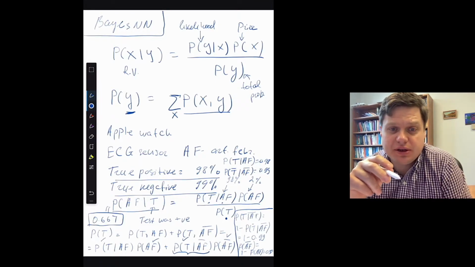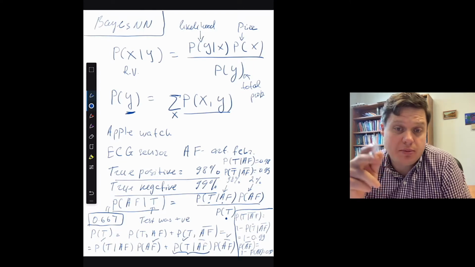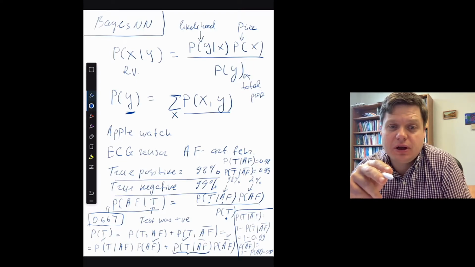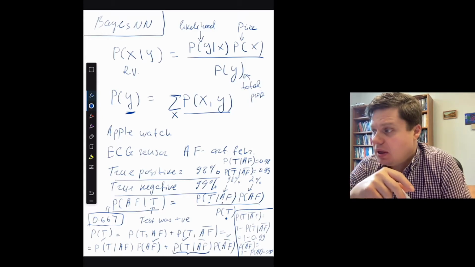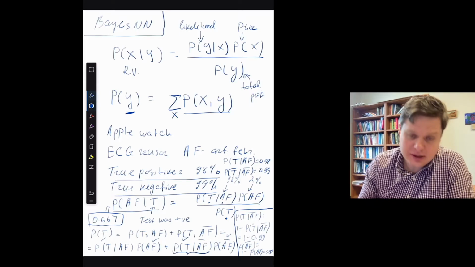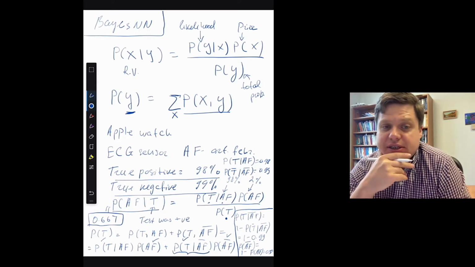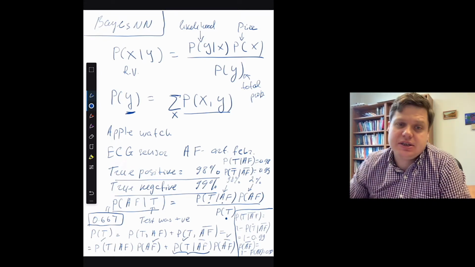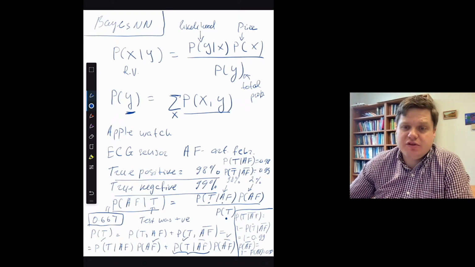And we know pretty much everything in that equation. We know the t given AF, and we know the probability of AF. Now, the probability of t given not AF is just 1 minus the probability of no t given not AF. And this happens to be 1 minus 0.99. And the probability of not AF is 1 minus the probability of AF, which is 1 minus 0.02. So we know everything we need to know in that equation. And if you just plug this in, you get around 67%. The probability of arterial fibrillation, given the test is positive, is around 67%.